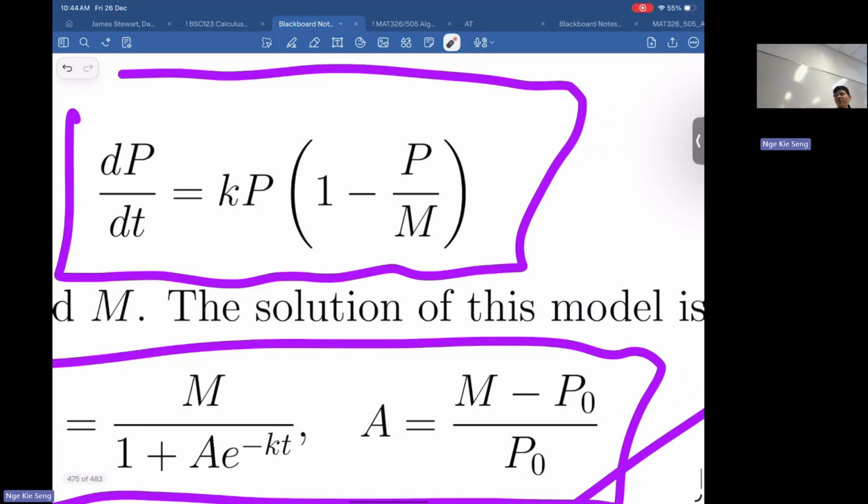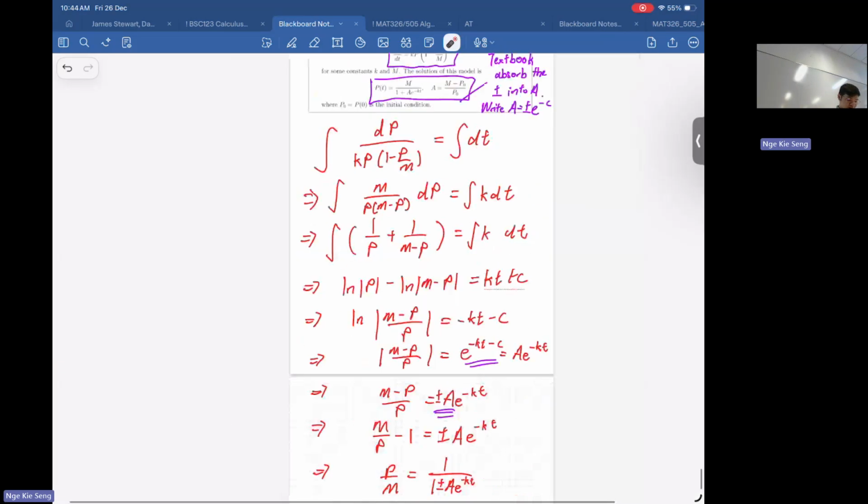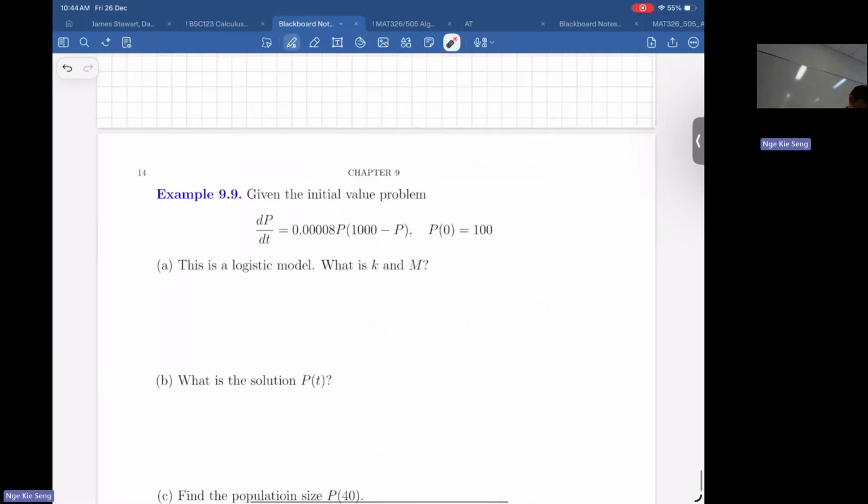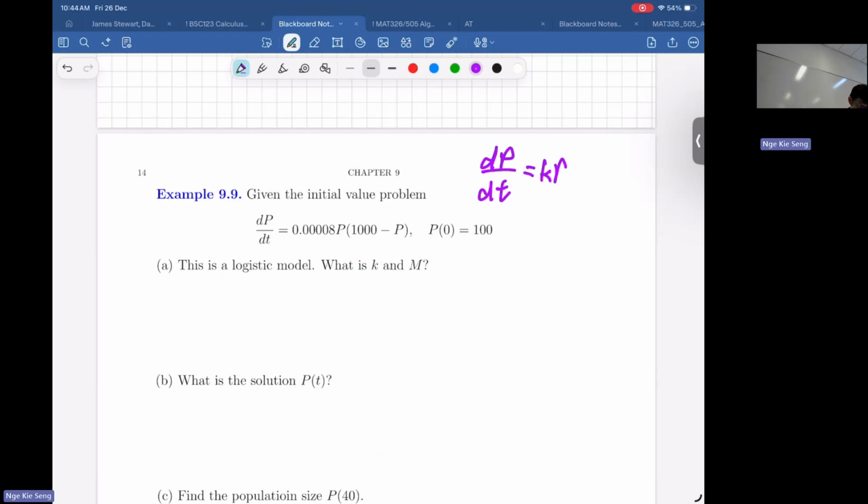If you notice, maybe I copy this logistic equation here. dP over dt equals kP times 1 minus P over M. Okay, good. So there's no 1 here, but can you create the 1? Do you know any way to create the 1 here?